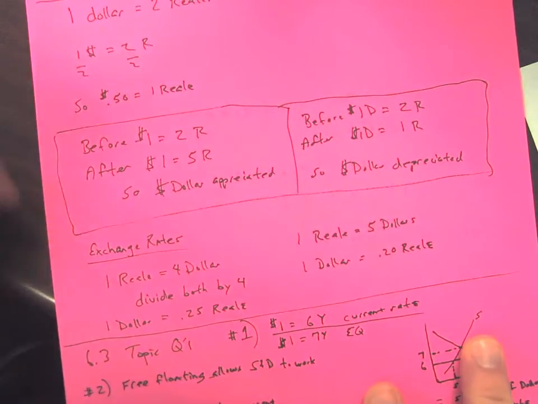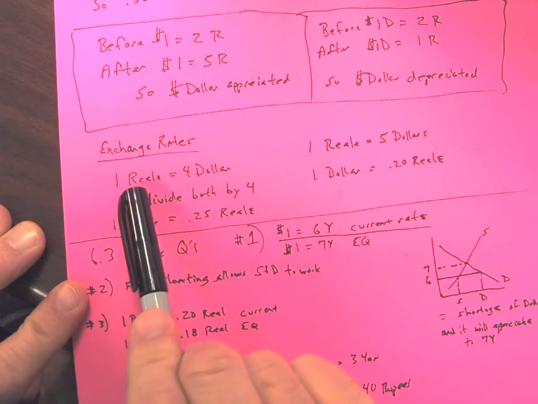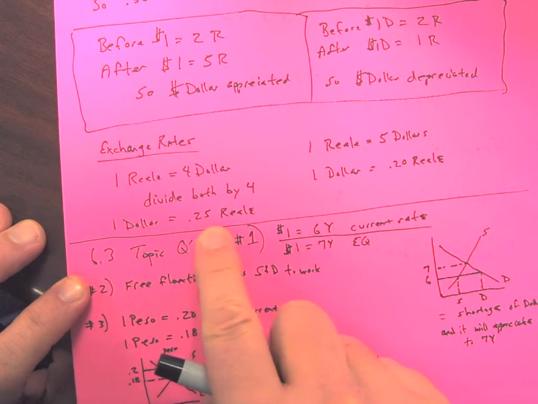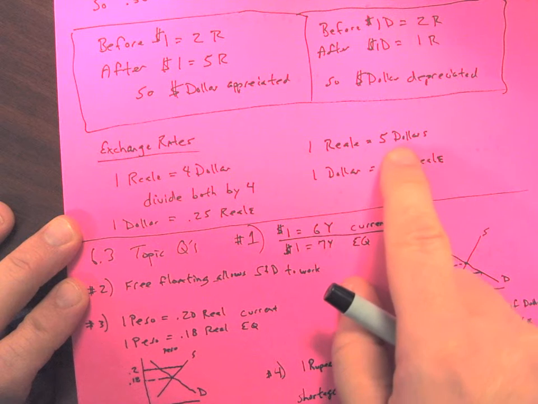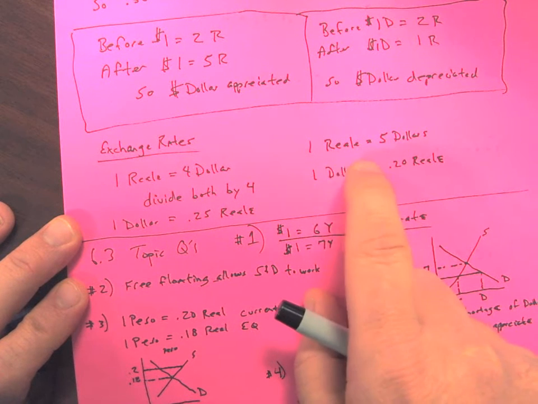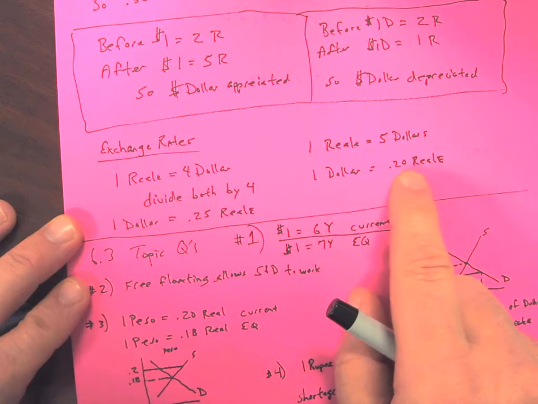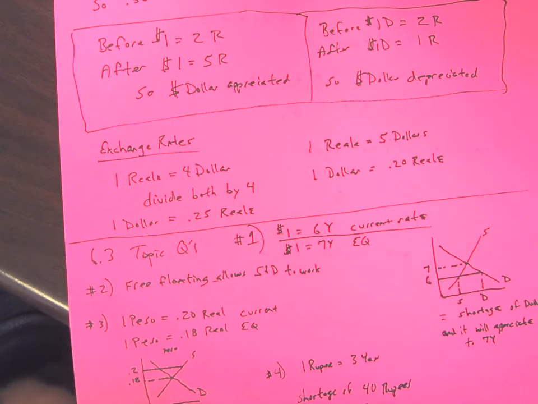So anytime you're trying to find exchange rates, just get it to a matter of 1 for each side. So if 1 real equals $4, divide both by 4, then a dollar would equal 0.25 real. Same thing if it's 1 real for $5. Just divide that by 5 and divide that by 5, and $1 would equal 0.20 real. Okay? All right.